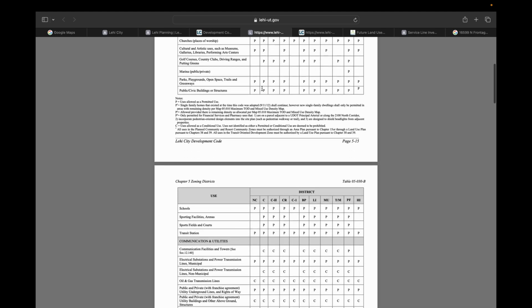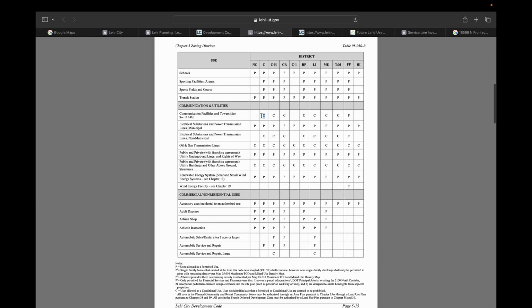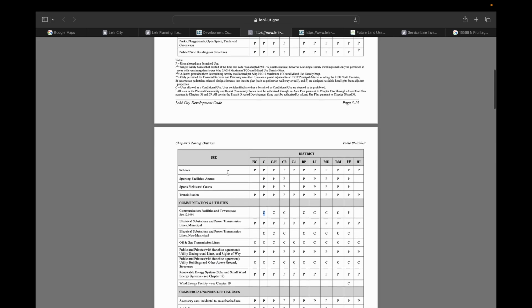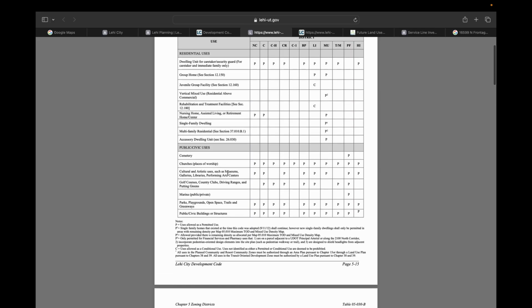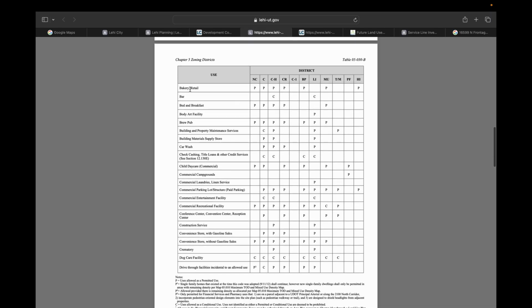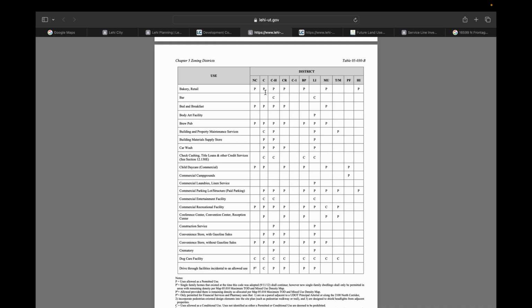And then you have some of these that are C's, right? That means it's conditional. And all of this is down here in the footnotes. So if, for example, I was looking at putting, let's say a bakery, right? Retail bakery there. Oh, perfect. That's permitted. I should be able to do that with very little issues with the city, right? Because that's already something they're going to allow.